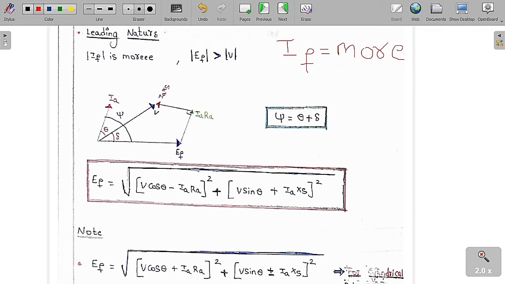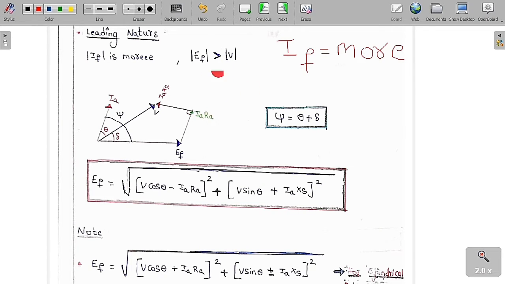Then we can say that in this condition, the magnitude of EF is always greater than the magnitude of the terminal voltage or supply voltage. Whenever the field current IF is very high, the induced voltage is greater than the supply voltage or terminal voltage. Therefore, EF is always greater than mod V. This is the case that you are going to get here.